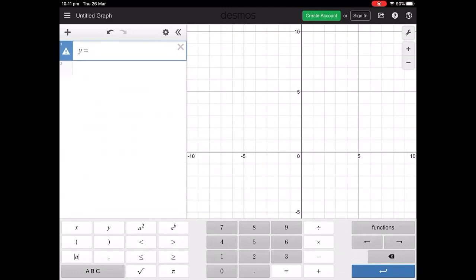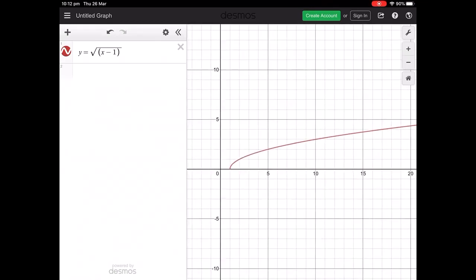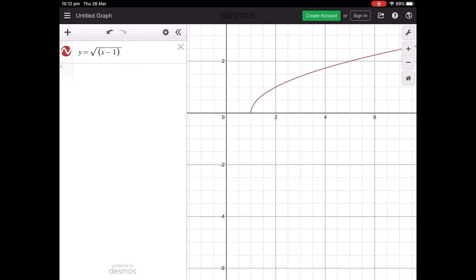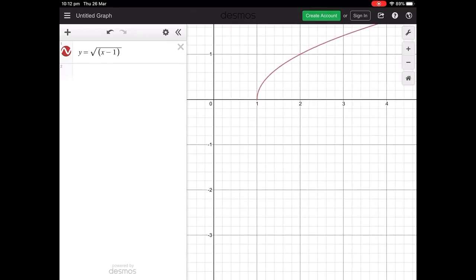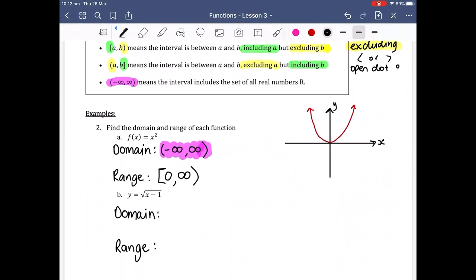Okay, we're going to put this into Desmos so we can show you, because there'll be some functions that you're not sure what they look like. So we just type our function in here. You just type y equals the square root of x minus 1, and we get this graph here. For our x values or our domain, you will notice that it starts at 1. That's a 1 there. That's where the graph starts. So our domain is going to be starting at 1.